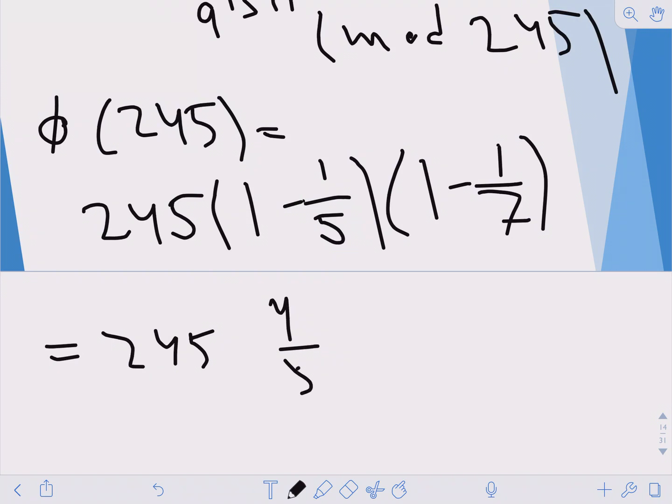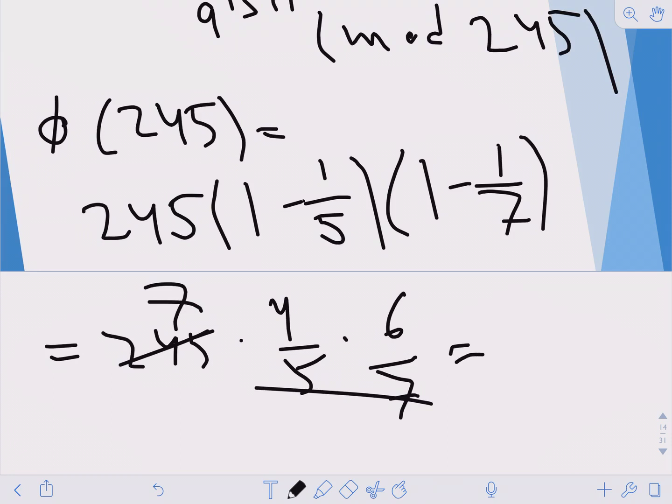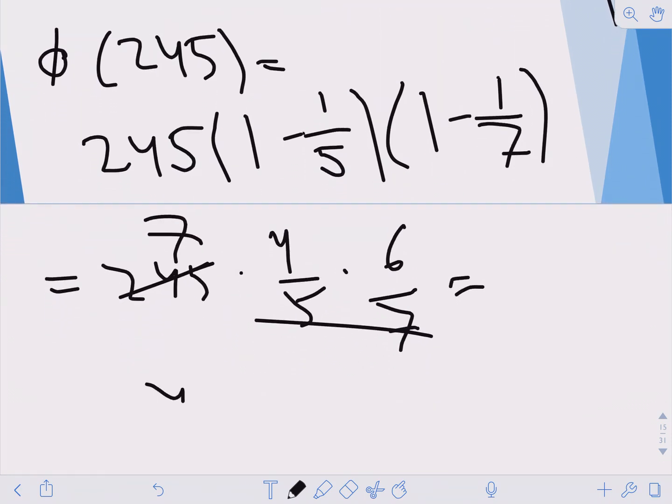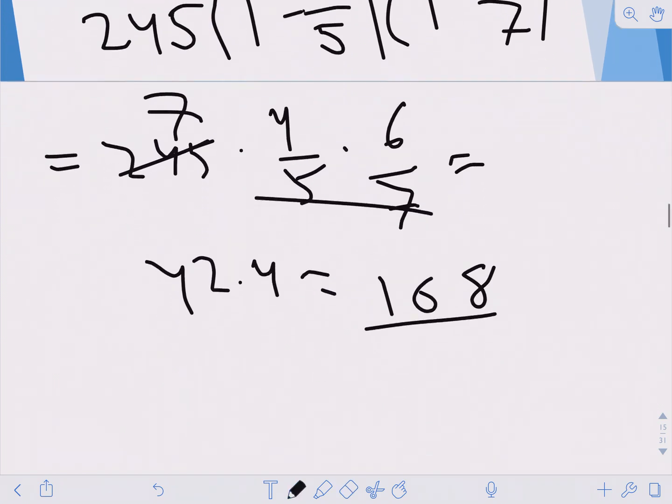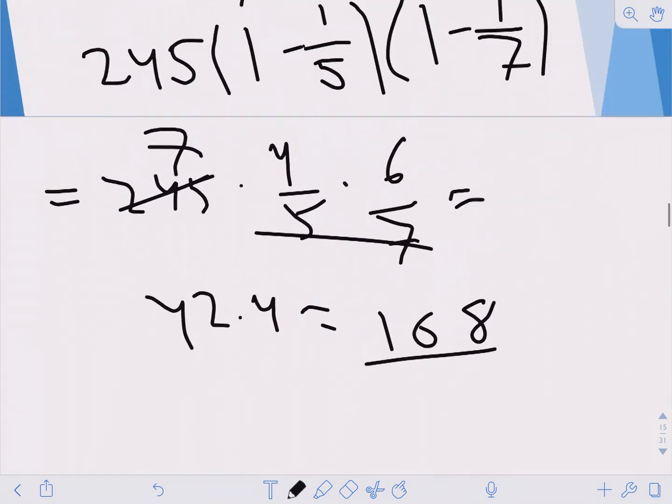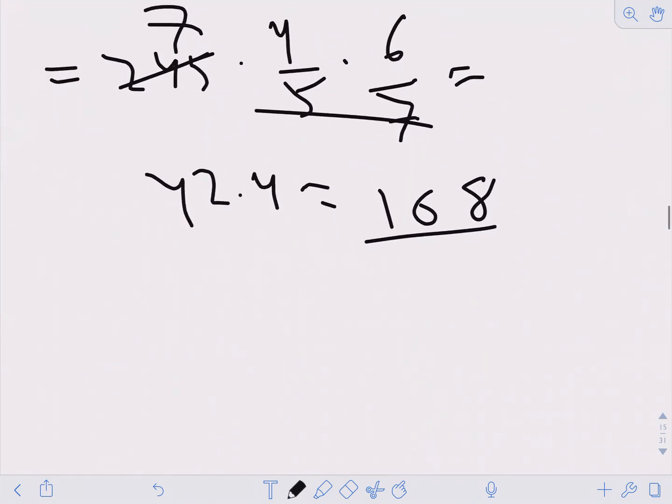Well, okay, so 245 was 5 times 7 squared. It's going to leave us with 42 times 4, which is 84 times 2, which is 168. So that's part of it. So it's just 168. So we're looking for 9 to the 1341 modulo 245.